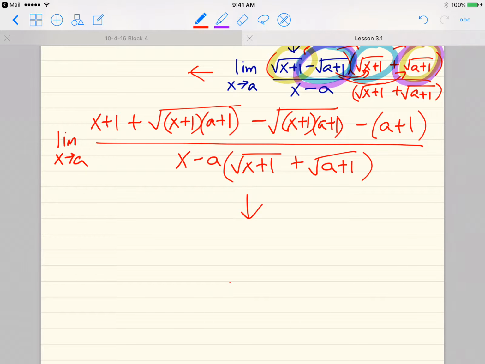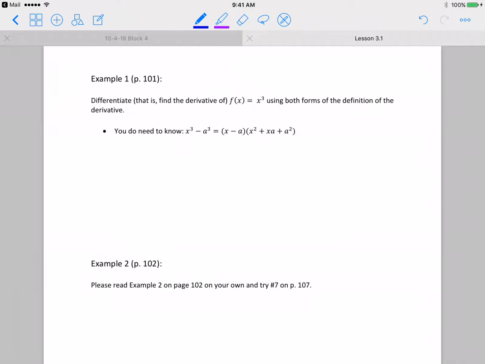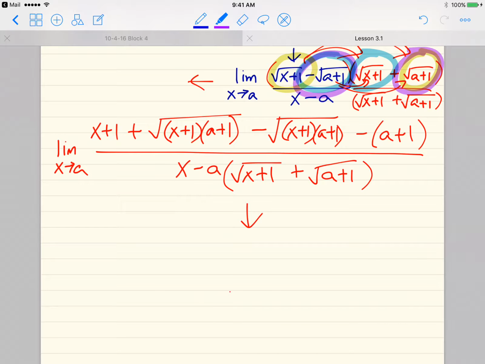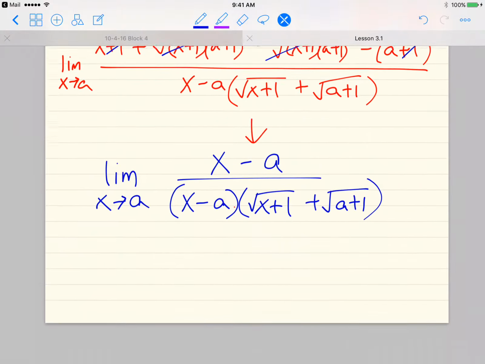So what happens here? Instantly the first good thing I see is that the big radicals cancel out. This one cancels out with this one right here. And I also see that the positive 1 right here will cancel out with this one, because that will be negative 1 following the subtraction sign. After all that, on the numerator I have x minus a, and on the denominator I still have x minus a multiplied by the square root of x plus 1 plus the square root of a plus 1. And we're still finding the limit of this as x approaches a.